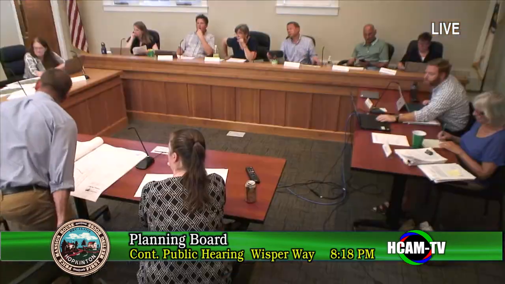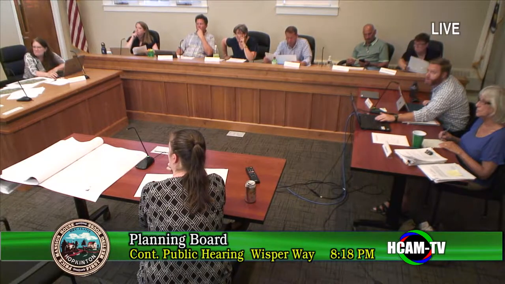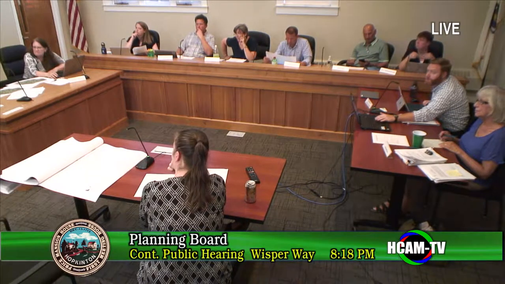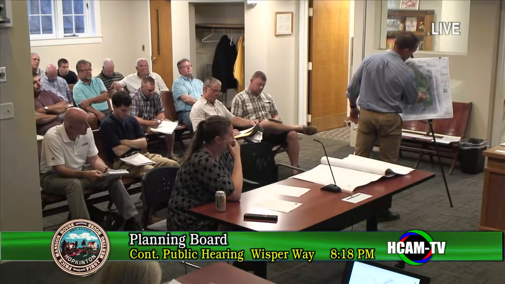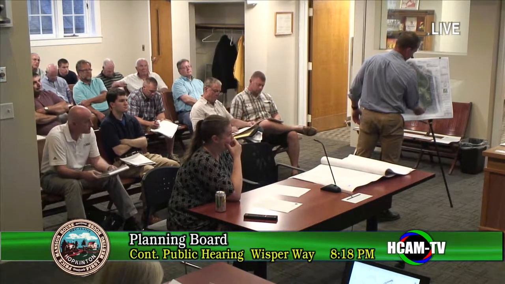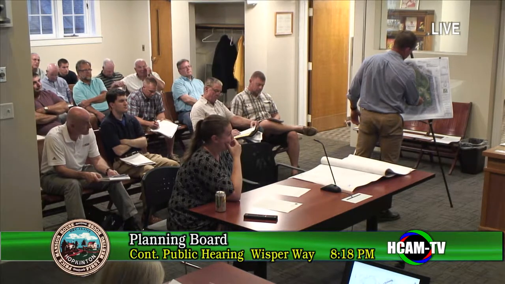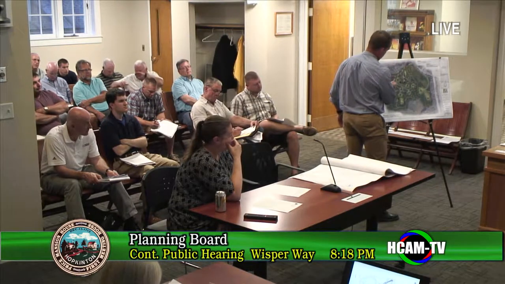The spur is to allow access to the backland. Can you show us on just a conceptual drawing here? There's actually two areas that are asking for reduction from 100 feet. This is one section that goes out to the backland, 5 acres back here, for any possible future use. And the other section is in this corner, right here.